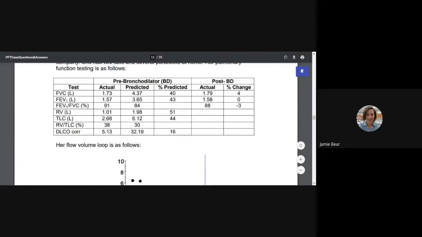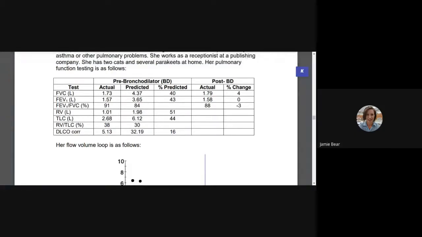Okay, so pre-bronchodilator, and as you can see, there's no change. 40% predicted, 43% of predicted, so both of these are severely limited. Then if you look at the ratio, it's 91%, so it's above that 70%. So if you have a low forced vital capacity and a low FEV1, and you have a normal ratio, that indicates a restrictive lung disease.